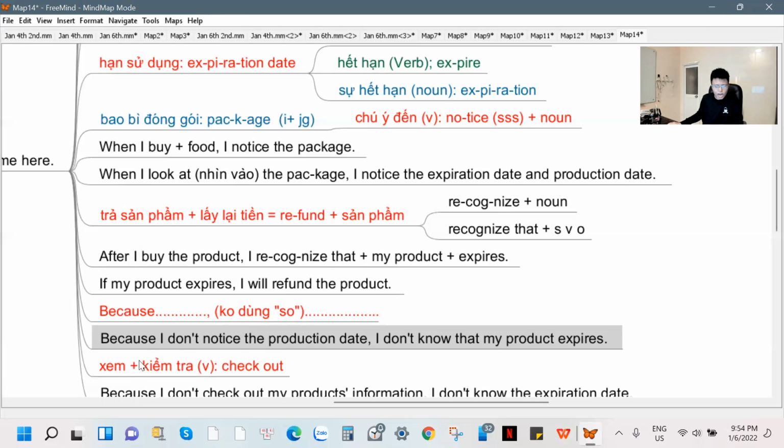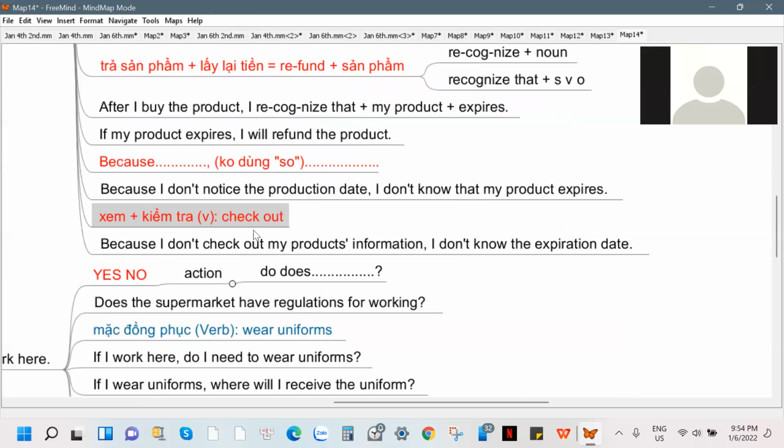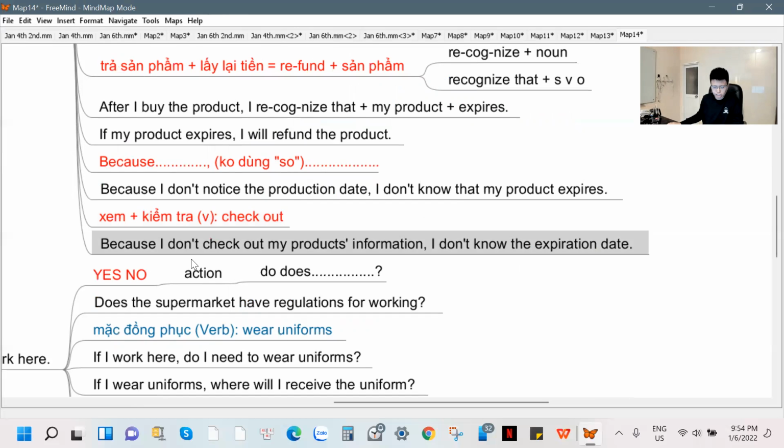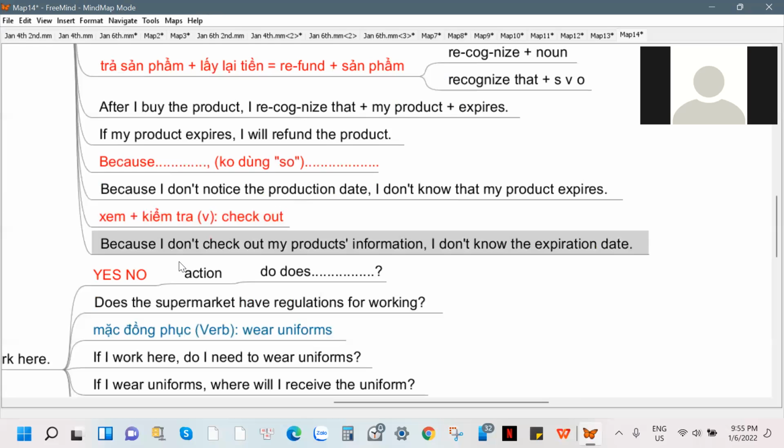Yes. Check out. Because I don't check out my product's information, I don't know the expiration date.